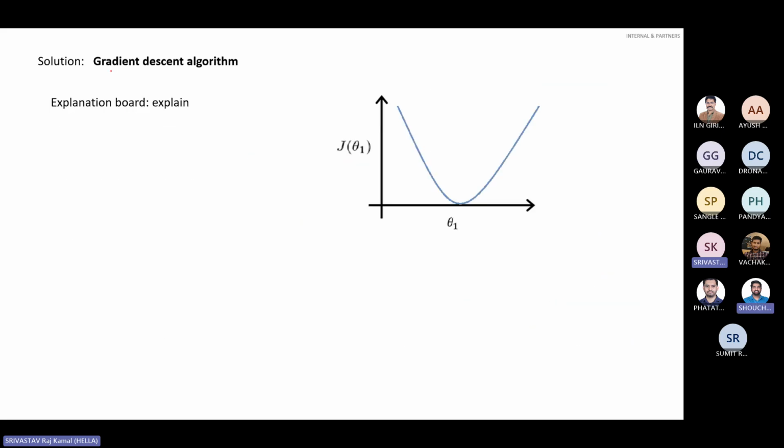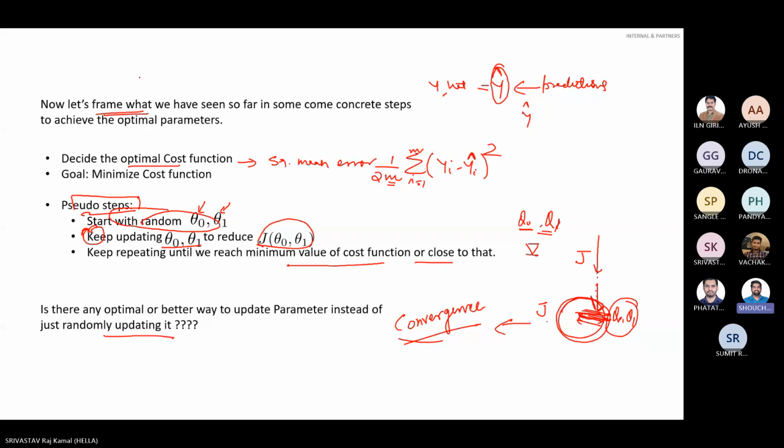Raj, just one question. Just wanted to clarify. We are still discussing finding the local minima, right?